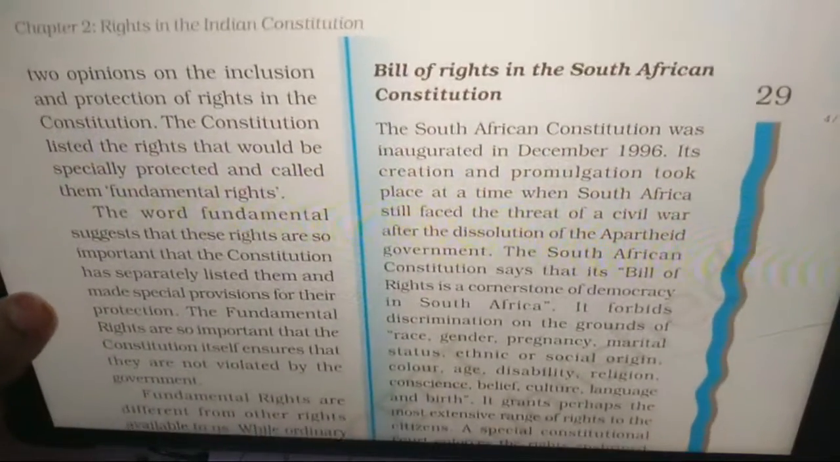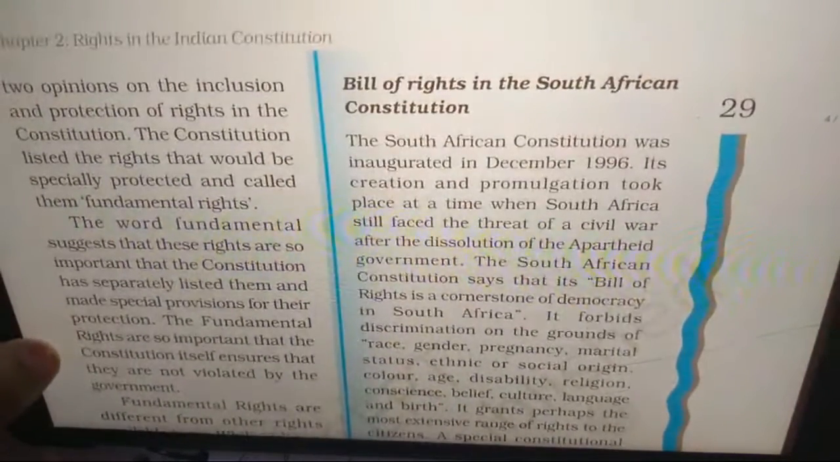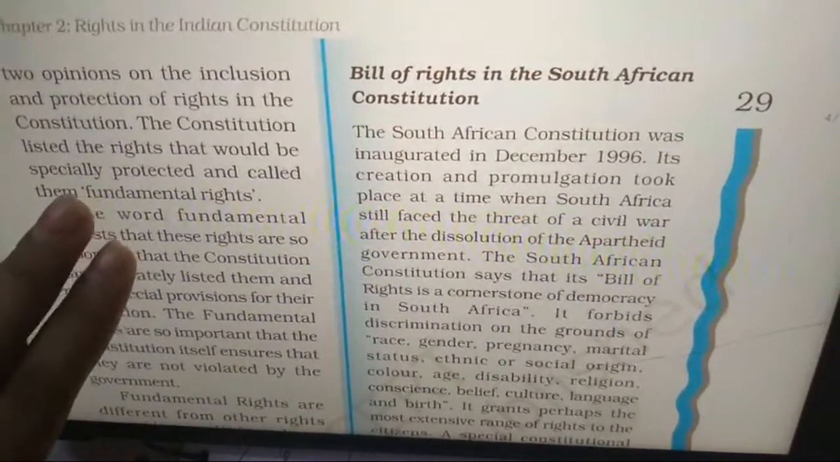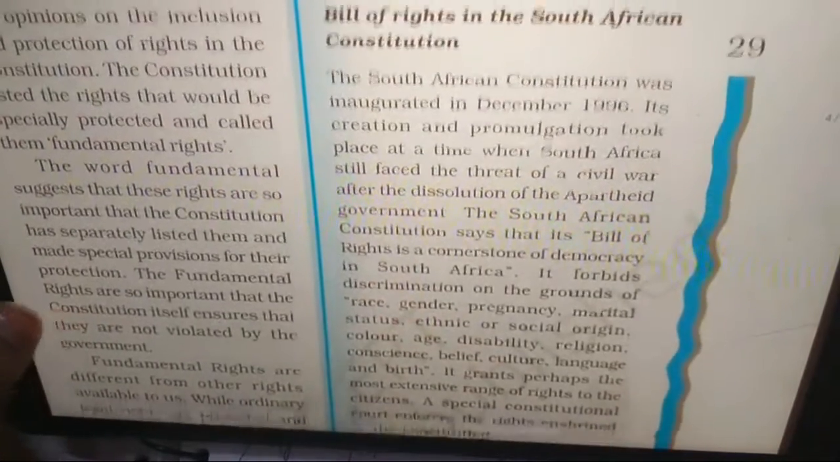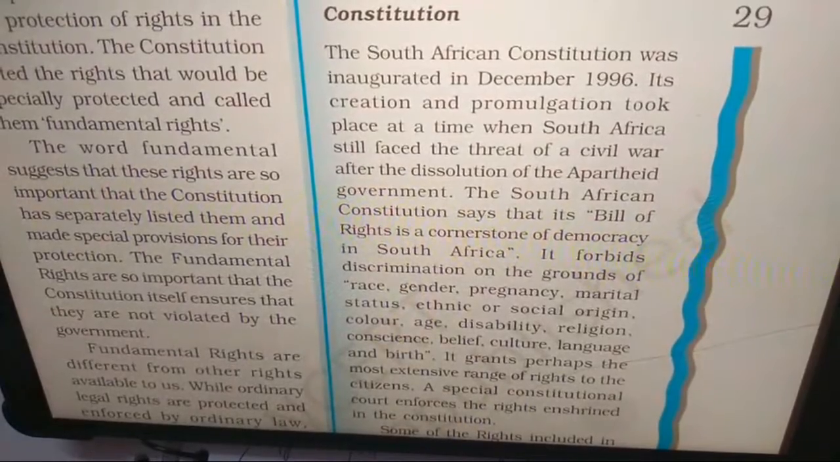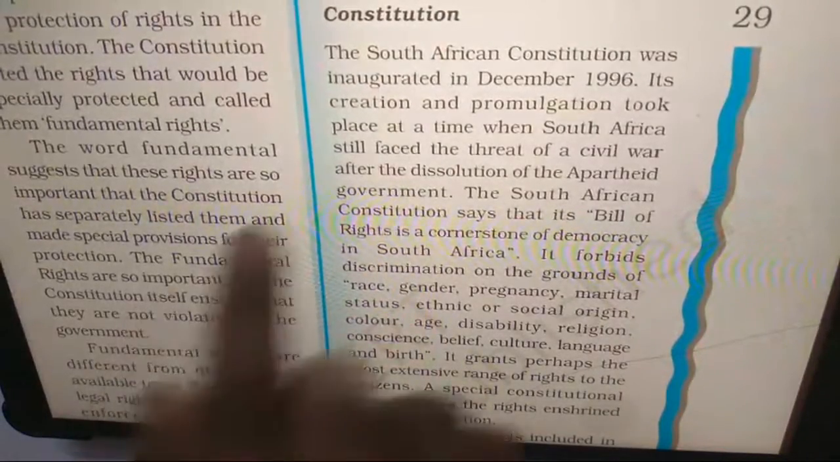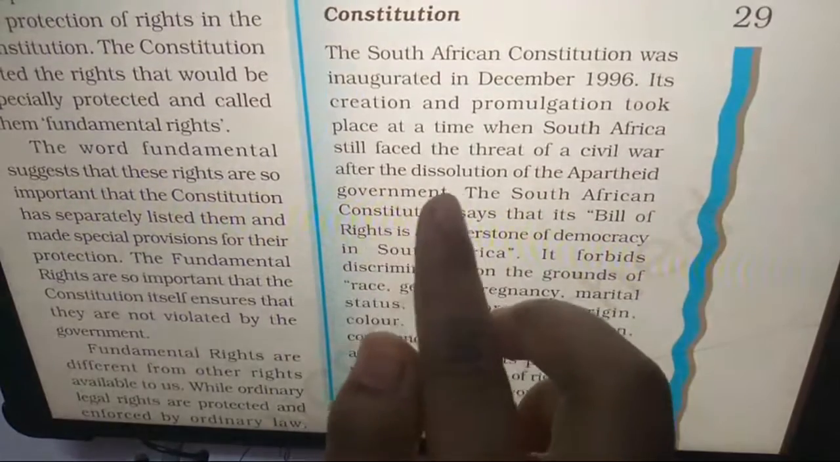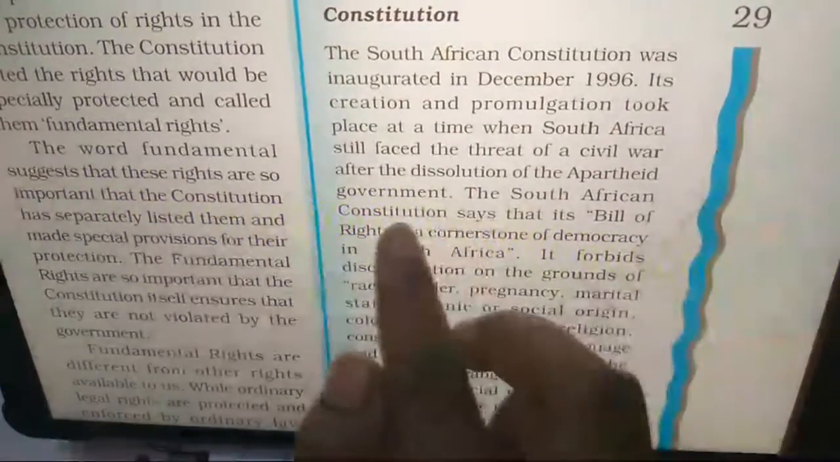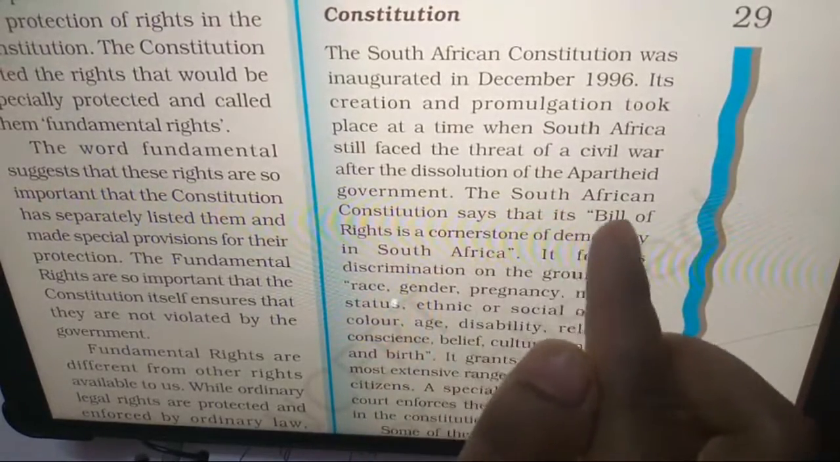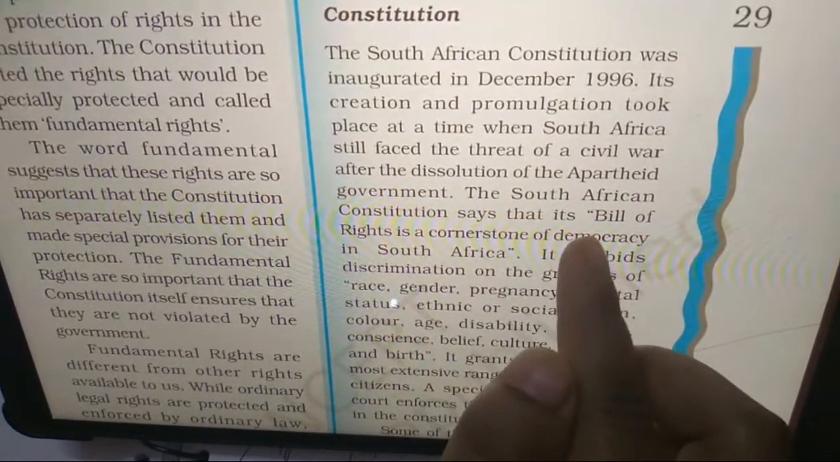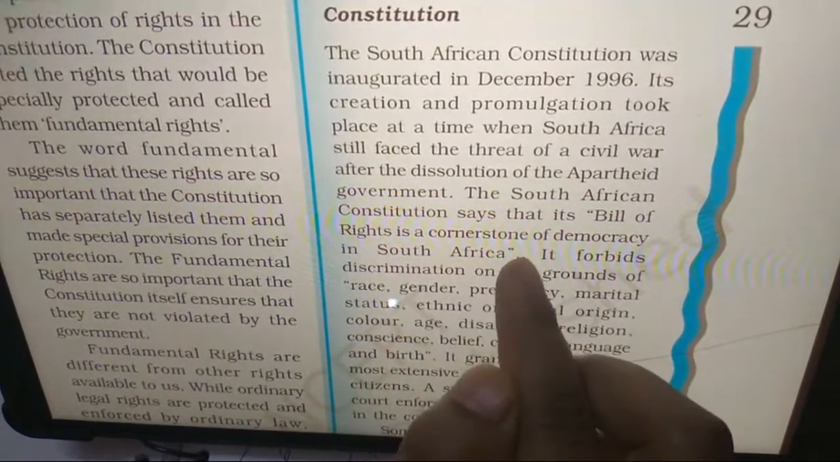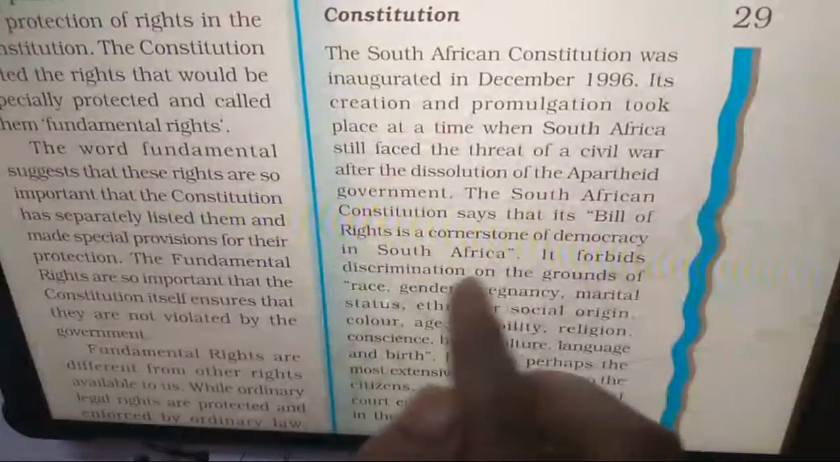Bill of Rights in the South African Constitution. The South African Constitution was inaugurated in December 1996. Its creation and promulgation took place at a time when South Africa still faced a threat of civil war after the dissolution of the apartheid government. The South African Constitution says that its Bill of Rights is the cornerstone of democracy in South Africa.